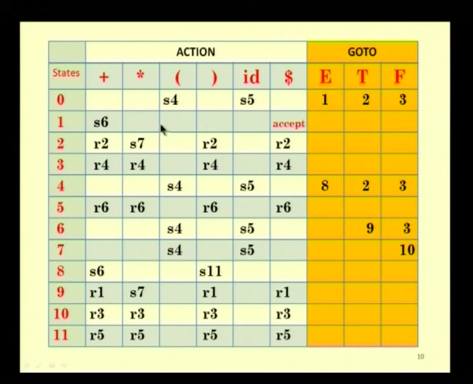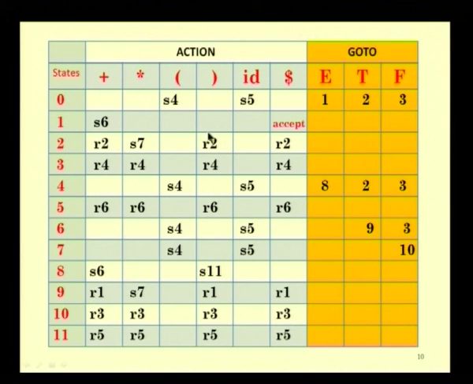Now you can find that the actions are here: there is S4, then R2, they are all available. So S4 means shift the current symbol onto the stack and resume the parsing process from state number 4. That is the meaning of S4.